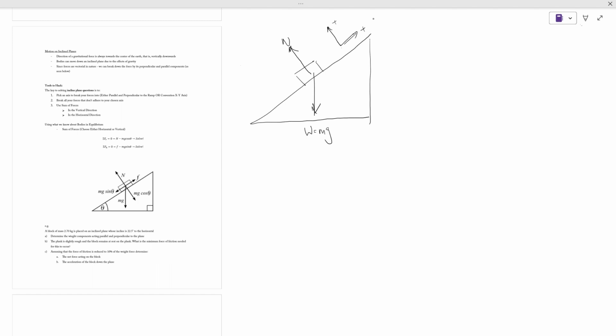Cool. So anything up in that direction is positive, anything to the right is positive. So the question is, determine the weight components acting parallel and perpendicular to the plane, right? Once again, this is the axis that we've nominated. The only force that's not adhering to that axis is the weight force, right? So we need to break this up into its horizontal and vertical components so it suits these axes, right? So let's break this up.